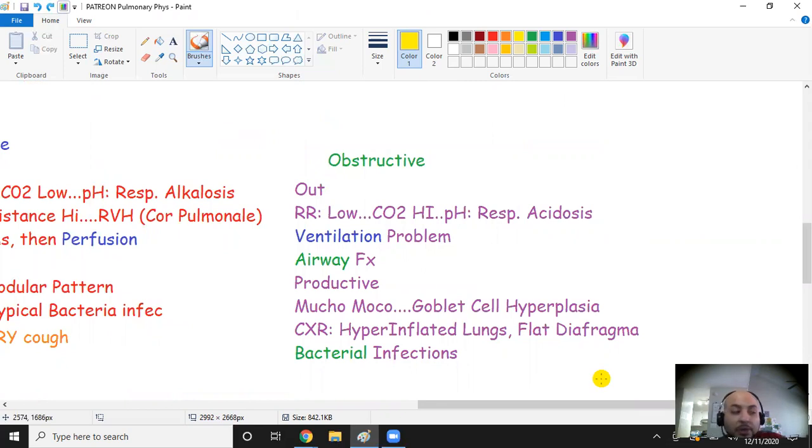Because it affects the airways, remember our read index? We're going to have a lot of mucus, mucho moco. It is a productive cough: currant jelly, sputum, rusty colored sputum, yellow sputum, green sputum. It's all productive. We have goblet cell hyperplasia, and on chest x-ray we're going to have hyperinflated lungs with a flattened diaphragm. That's very straightforward. Please make sure you know what that looks like. Many bacterial infections usually cause obstructive type lung disease, like strep pneumo, Klebsiella, H. influenza, Neisseria, etc. A couple of buzzwords for them would be rales and rhonchi.